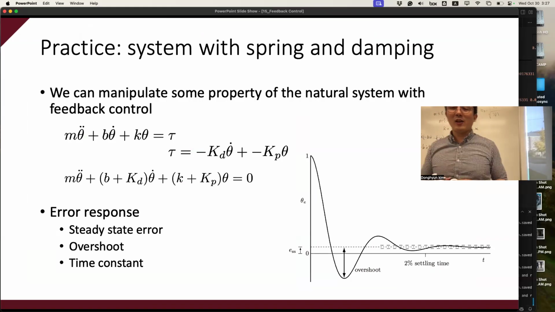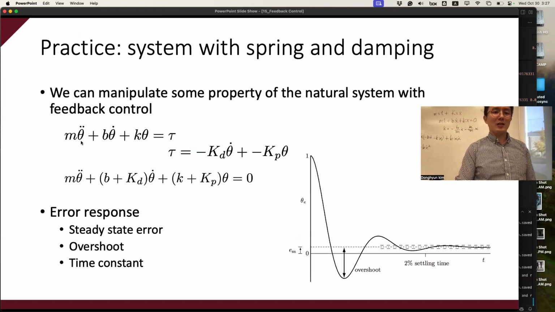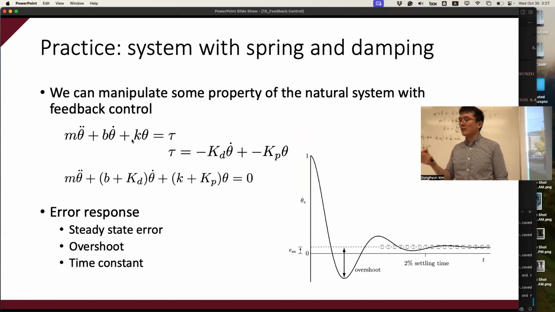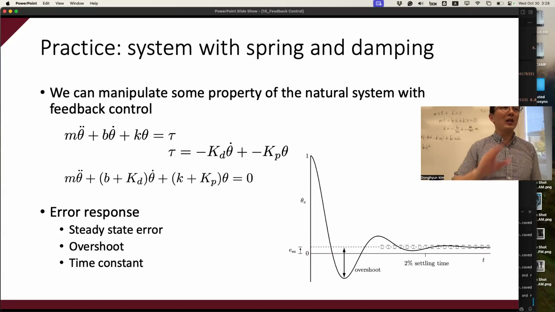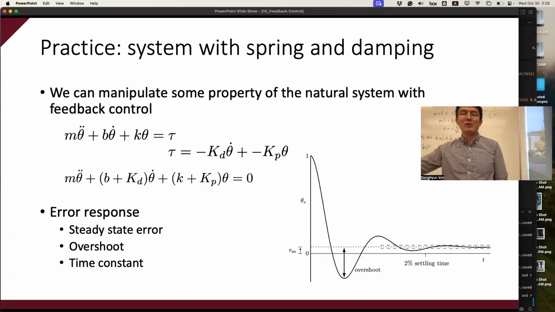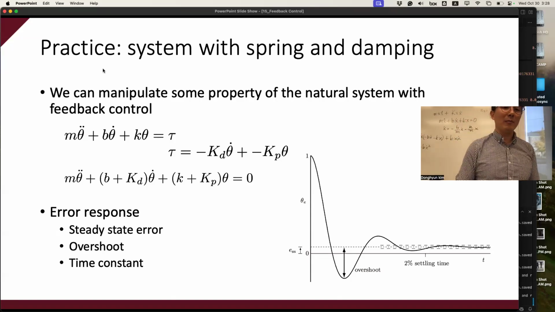Okay, to sum up. A practical system with a spring and damper. What it means is that if the system already has friction and also has this elasticity, then the system dynamics is m theta double dot plus b theta dot plus k theta. This is just the natural damping and the natural stiffness. And this damper, in many cases in robots, the damper is friction. So whatever friction is in your drivetrain is the damper B.